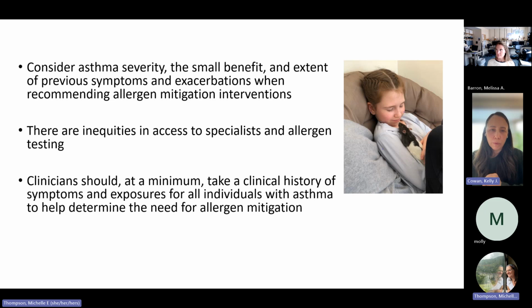It's not very equitable at times, the access to specialists and allergy testing for kids. So it's recommended that clinicians should at minimum take a history of symptoms and exposures for people with asthma and have that history help guide the need for allergen mitigation and testing for allergens. Next slide.